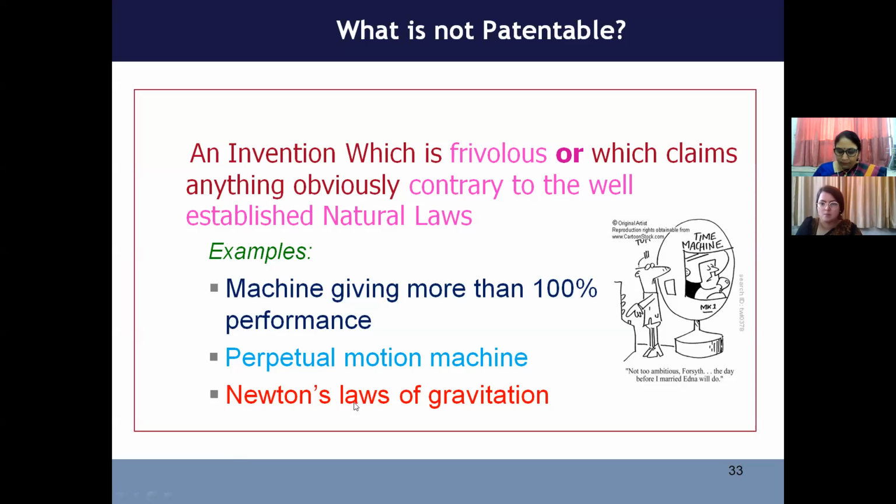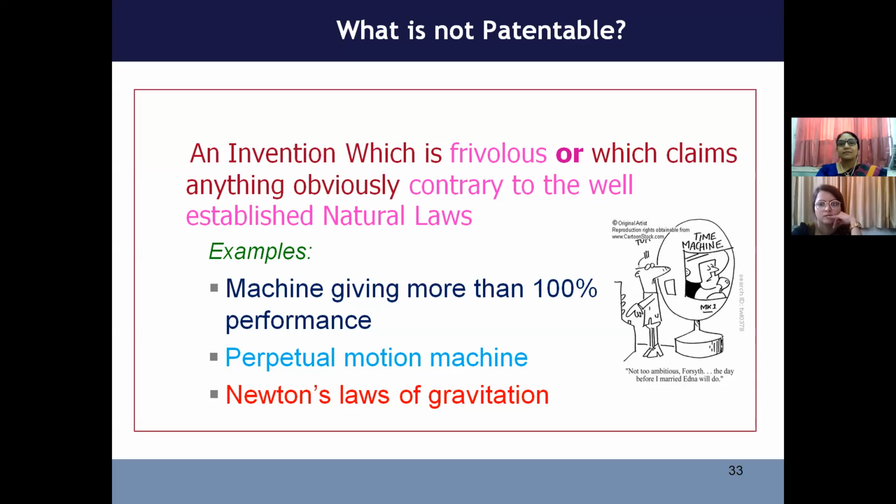Perpetual motion machine or Newton's law of gravitation, all these things are not patentable. Even the time machine, there might be a lot of research going on. If there is anyone from the Telugu states, there was a Telugu movie called Aditya 369, wherein the hero and heroine go back to the period of the Vijayanagara Empire, about 700 years back, and they enjoy. Is it really possible? Maybe in a movie, in a film, or in stories it might be possible, but in reality it is not possible.